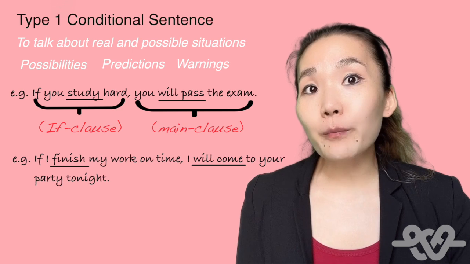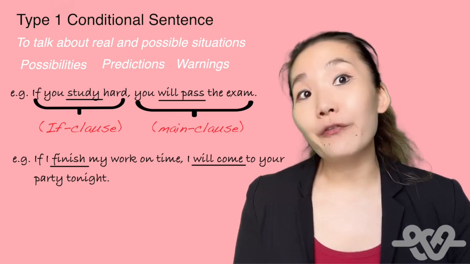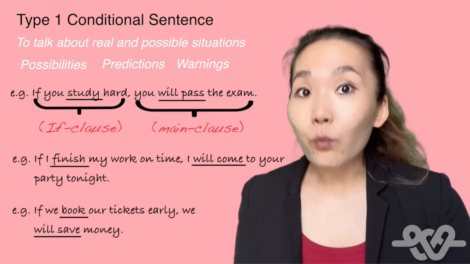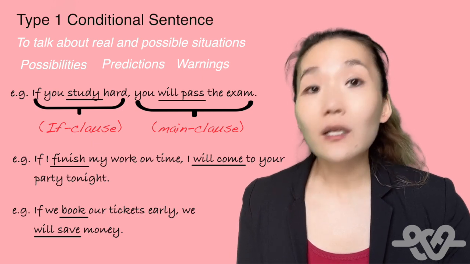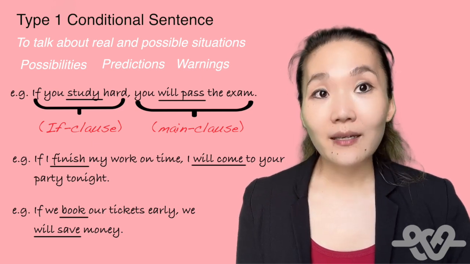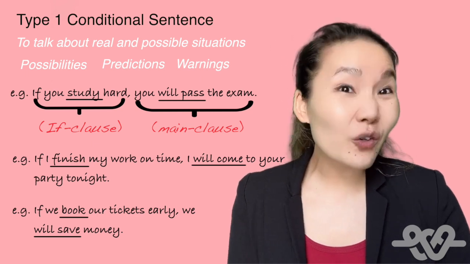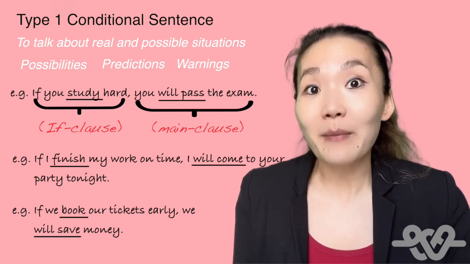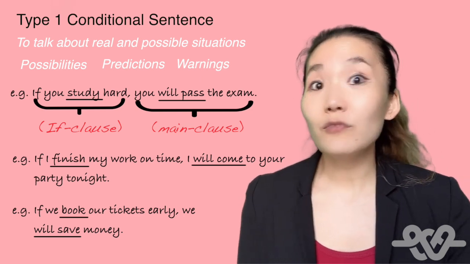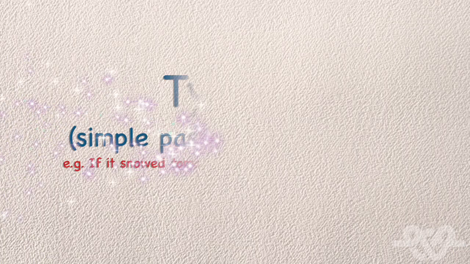Another scenario could be you're planning a trip with your friends. You could say, if we book our tickets early, we will save money. This means that if you book the tickets early, you may get an early bird discount and you will save money. But if you don't, you may end up paying more. Type 2 conditional sentence.